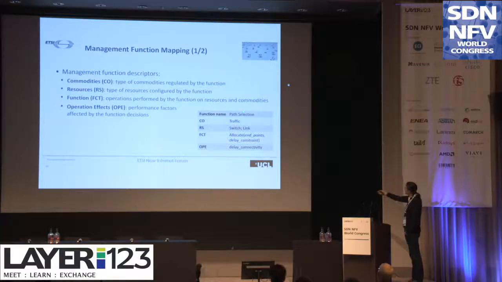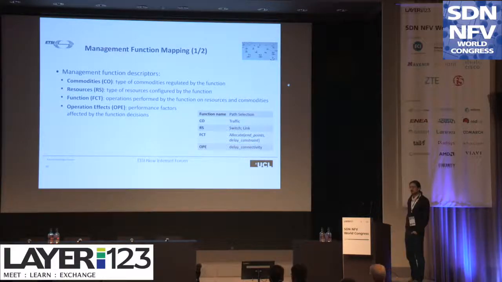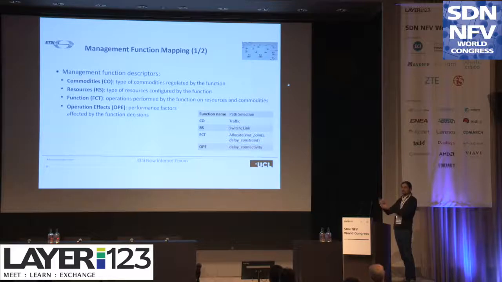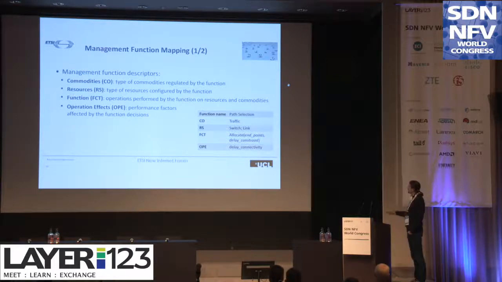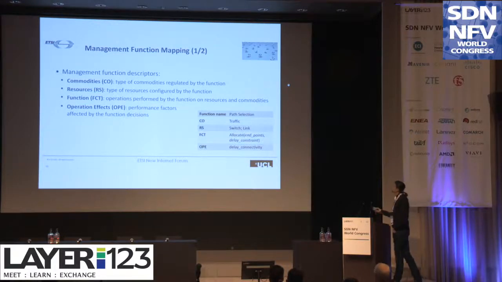So in the path selection case, the commodity regulated is traffic, the resources are the switch and the link in the network, and connectivity delay is the performance factor affected by this function. Again, in the function field, we have some parameters that are instantiated once a function is matched. For example, here we populate the endpoints that we select as a path, and we also include the delay constraint.